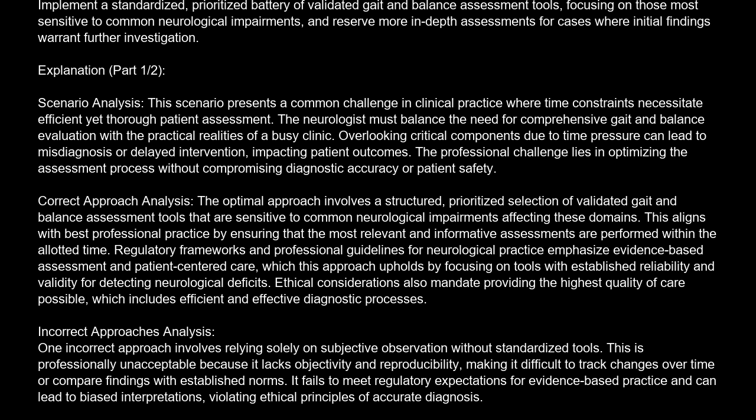Incorrect approaches analysis. One incorrect approach involves relying solely on subjective observation without standardized tools. This is professionally unacceptable because it lacks objectivity and reproducibility, making it difficult to track changes over time or compare findings with established norms. It fails to meet regulatory expectations for evidence-based practice and can lead to biased interpretations, violating ethical principles of accurate diagnosis.